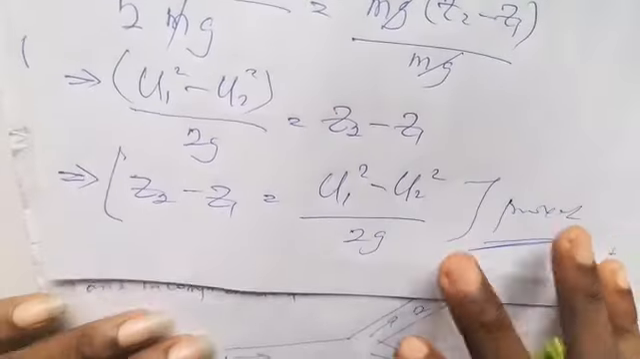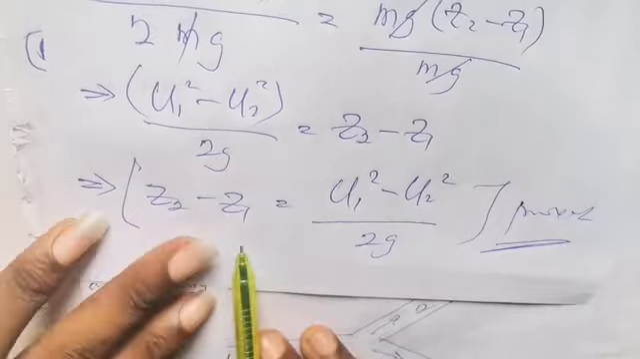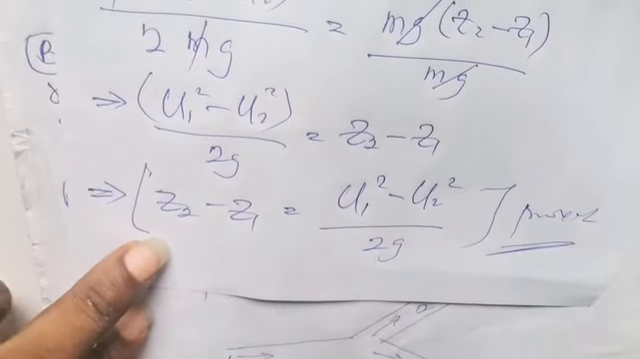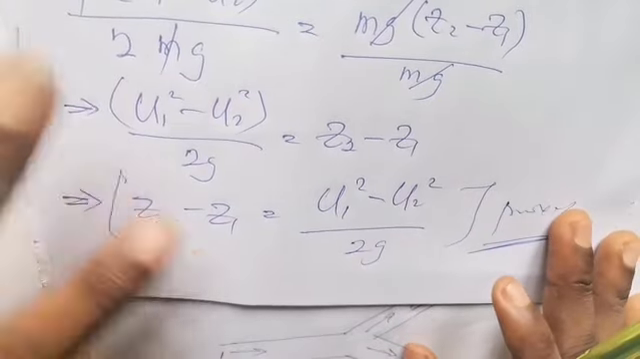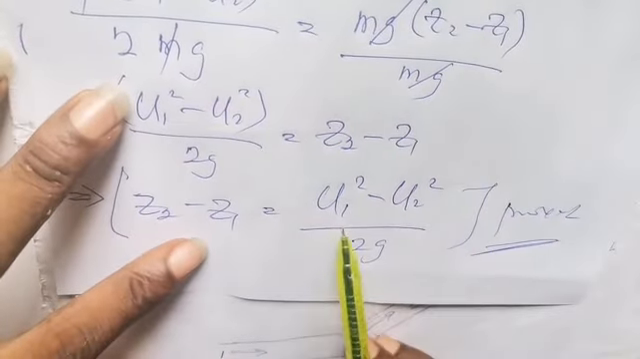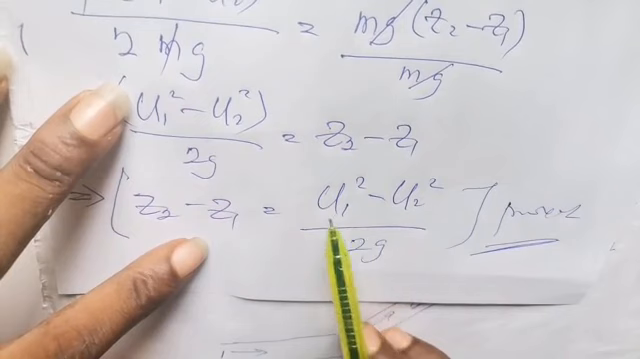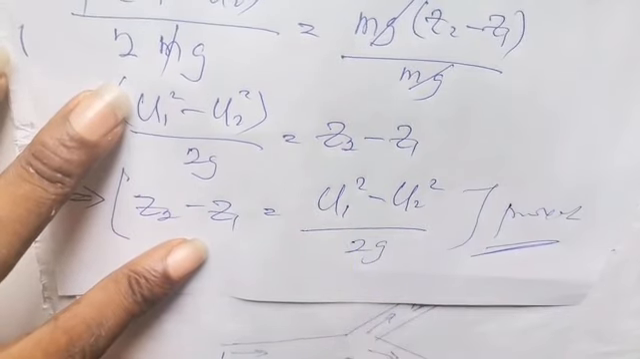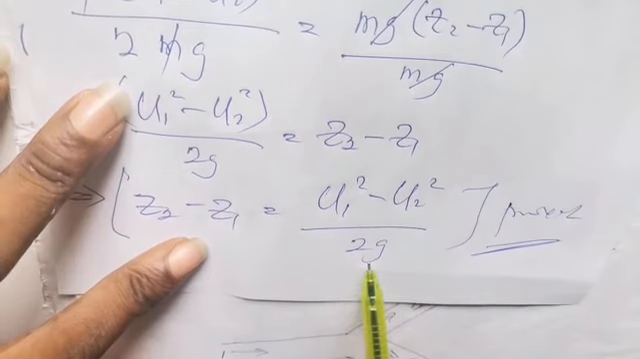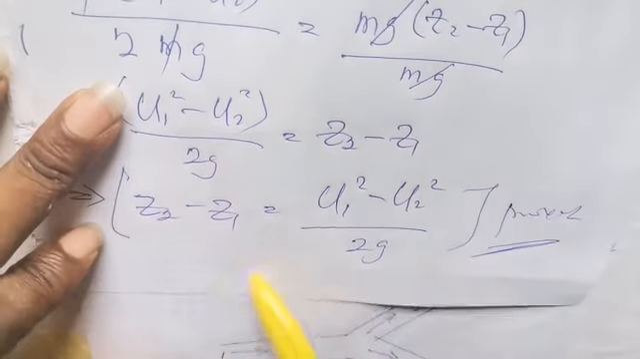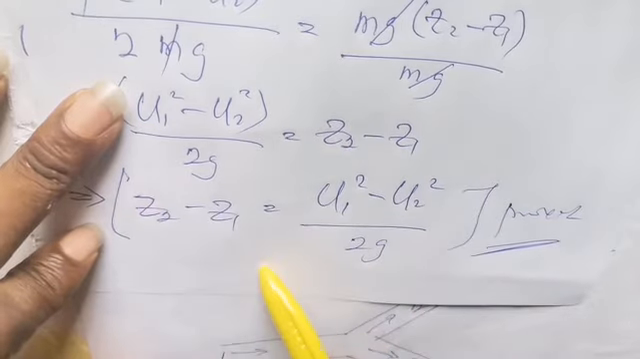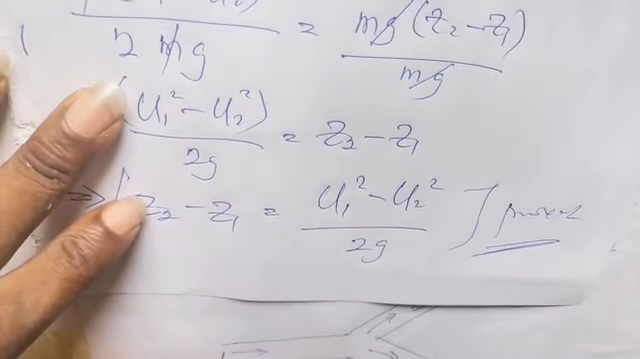Okay, so we had that z1 minus z2. This z1 minus z2 indicates the vertical height or the position of that reservoir, and that's equal to u1 squared minus u2 squared, which indicates the velocity of that reservoir, all over 2g. So this is the equation we are going to use to solve that problem, where z1 minus z2 can stand for z.